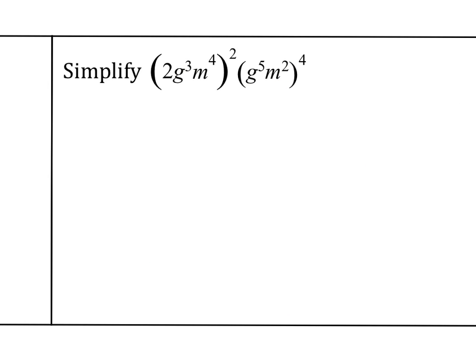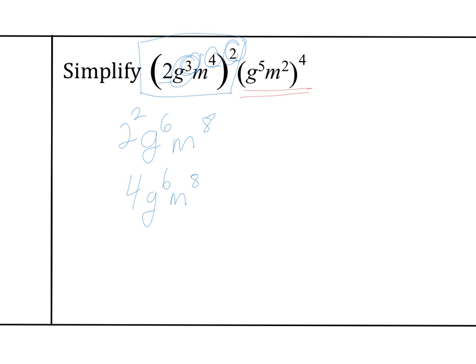Okay, we're going to take this one step at a time. We'll deal with this part of the problem first. This 2 is an exponent, so I'm going to just take this 2 to the 2nd power. This g cubed, that 3 is an exponent, so 3 times 2, g to the 6th. That 4 is an exponent, so 4 times 2, m to the 8th. And of course, 2 squared is 4, g to the 6th, m to the 8th.